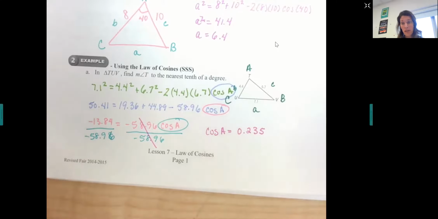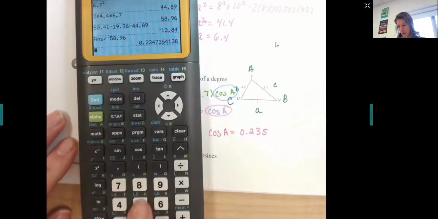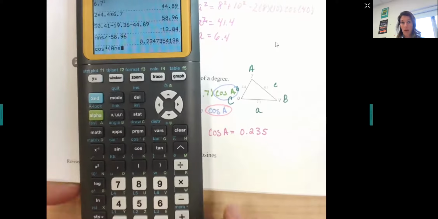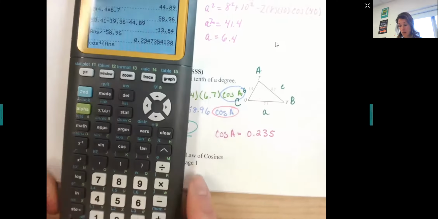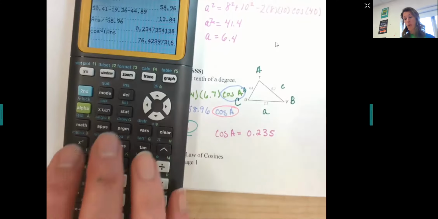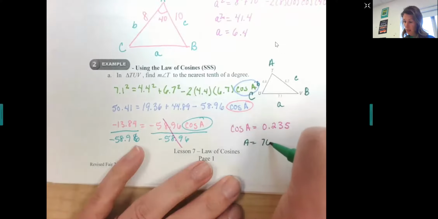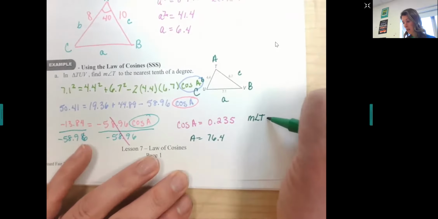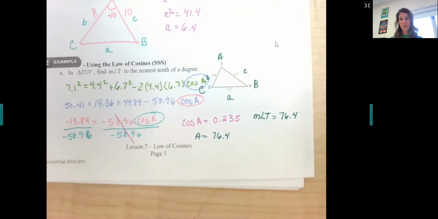Remember, when we're solving for an angle, we have to use the inverse cosine. Inverse cosine is right above cosine. So second cosine, I'm going to do my second answer. Remember, that is where that blue button is, where it says answer. It's going to give me 76.4. So A is equal to 76.4, or the measure of angle T is equal to 76.4. That's what we solved for.